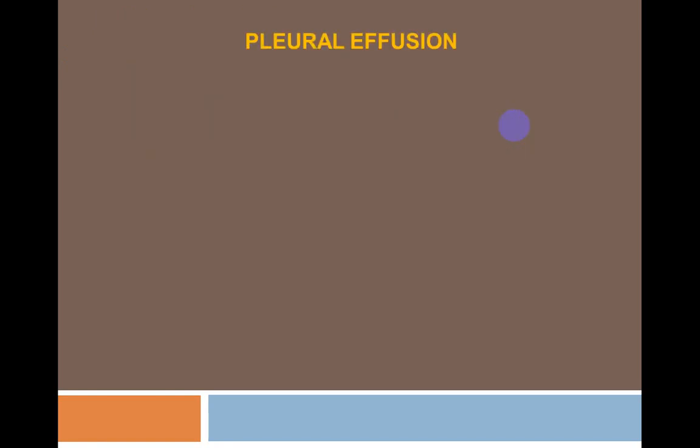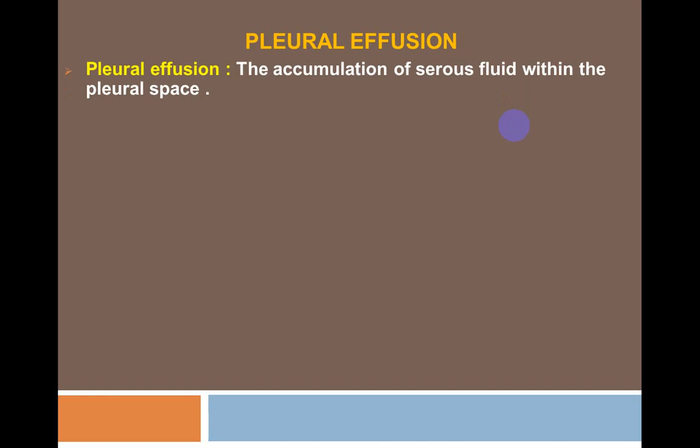We have another topic after finishing the discussion of pleurisy. It is called pleural effusion. So what is the definition of pleural effusion and what are the types of pleural effusion? A pleural effusion is the accumulation of serous fluid within the pleural space.